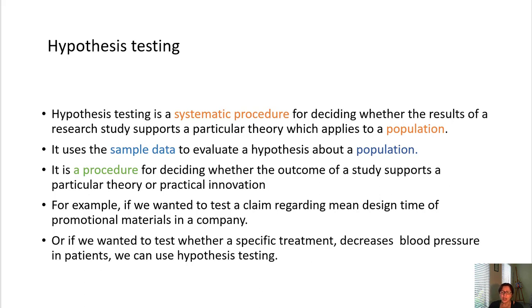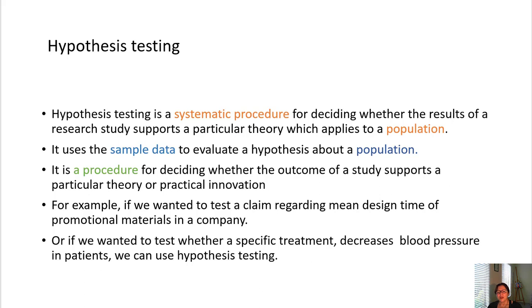Now, what we do is, from a population, we take sample data. We draw conclusions from analysis of the sample data to the population this sample comes from. It is a procedure for deciding whether the outcome of a study supports a particular theory or practical innovation.